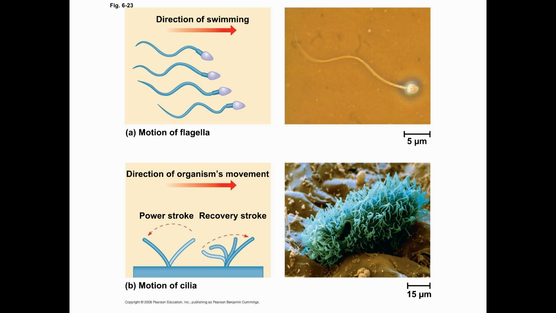Here is an example of a cell with a flagellum. That is a sperm cell. And down at the bottom is an example of a cell with cilia. This could be a bacterial cell. You can see how many cilia there are. They both operate in a very similar way, which we'll talk about in a second. But there's a little more complexity with the movement of the flagella. It works more in a rotational movement instead of just a straight back and forth.